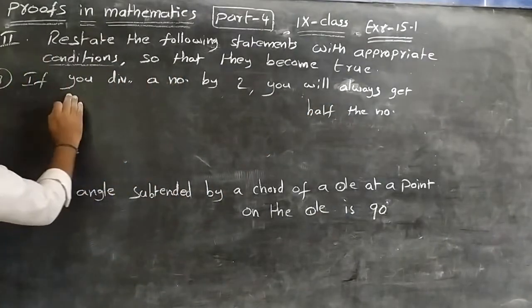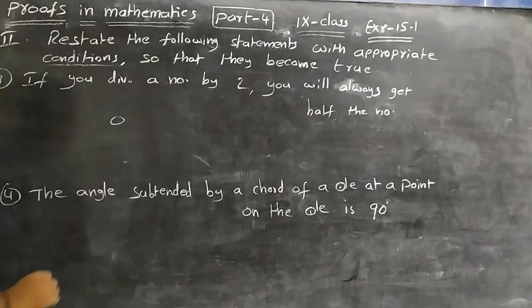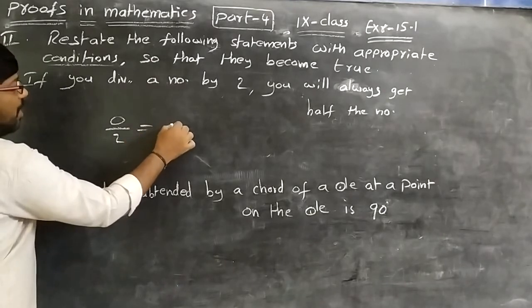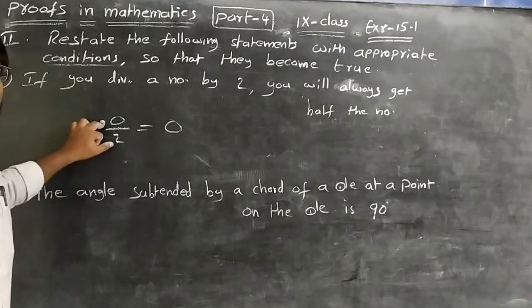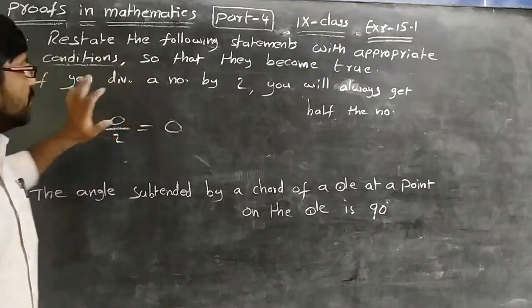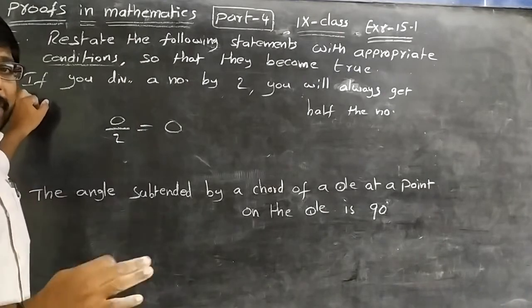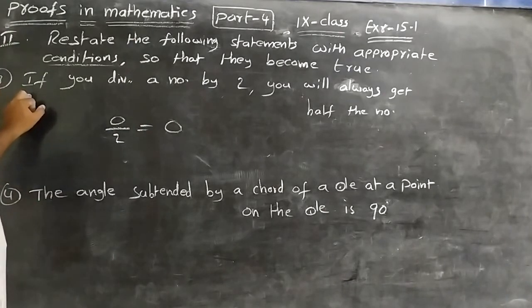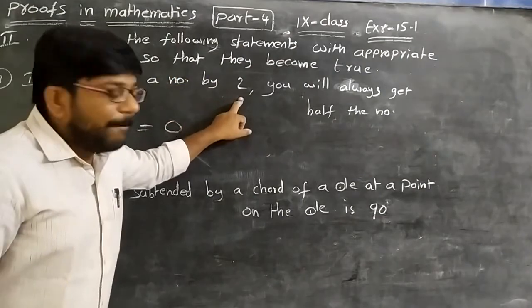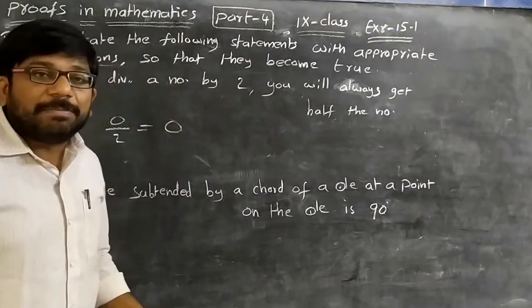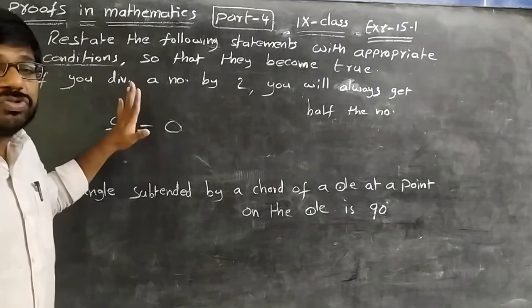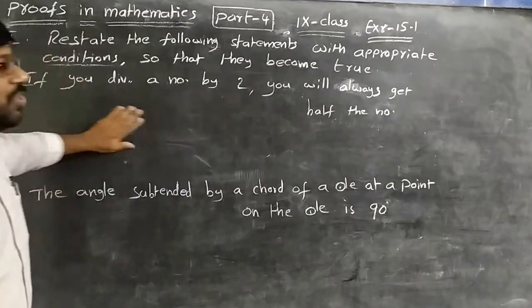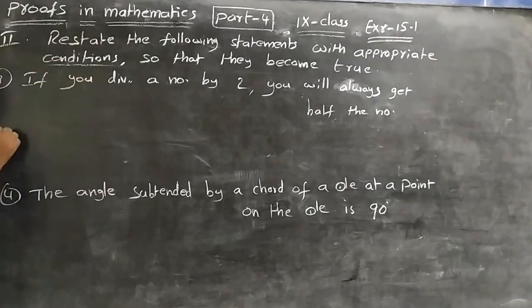Suppose you take the number 0. 0 by 2, so what is 0 by 2? 0 by 2 is always 0. Right? 0 by anything is 0. But don't take 0 here. So except 0, you can take any number. Other than 0, any number divided by 2, you will always get half the number, right? Why? Because if you divide 0 by 2, you get 0 only, not half. So except 0, right? So restate the statement.